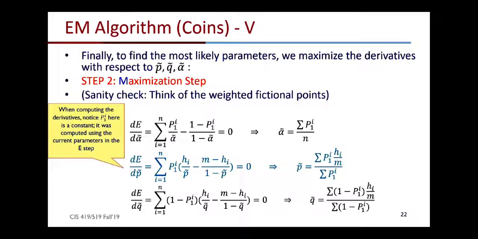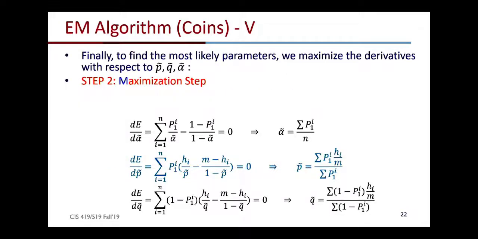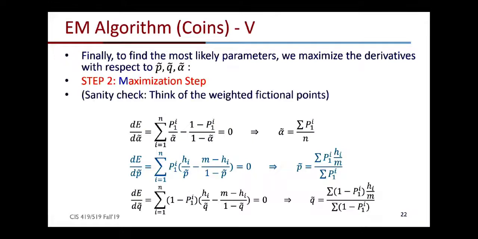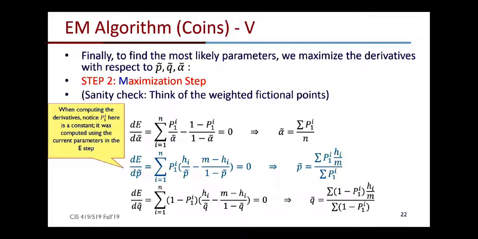Okay, so one important thing, actually, when you do this algebra, you have to remember that the P1i are constants, right? So we got this expression here for the log likelihood. The parameters that we have here are the alpha, p, and q. The P1i we already computed in the previous step. This is our estimate for the probability that this is the 1 coin or the 2 coin. And it's a constant now. So that's important to realize when you compute these derivatives.